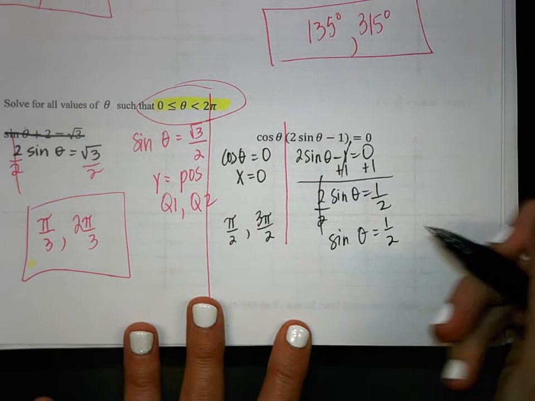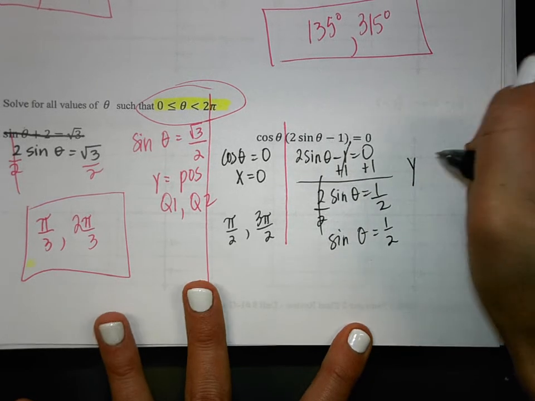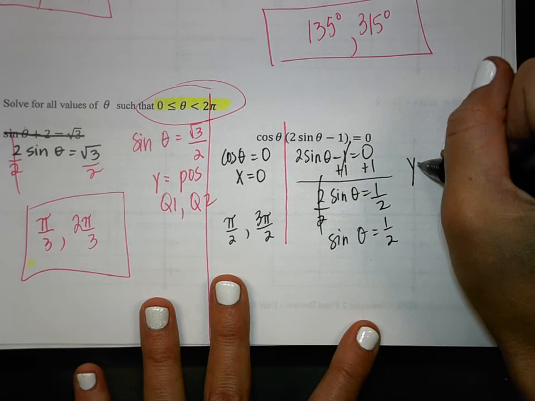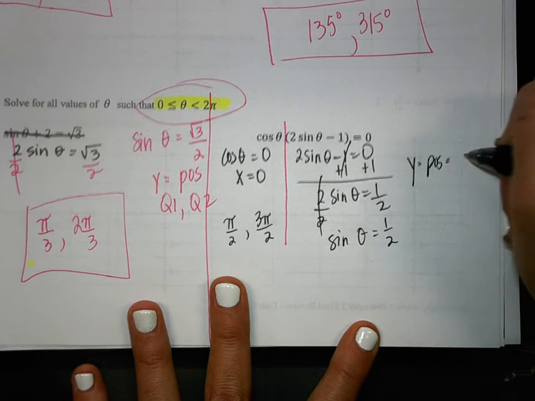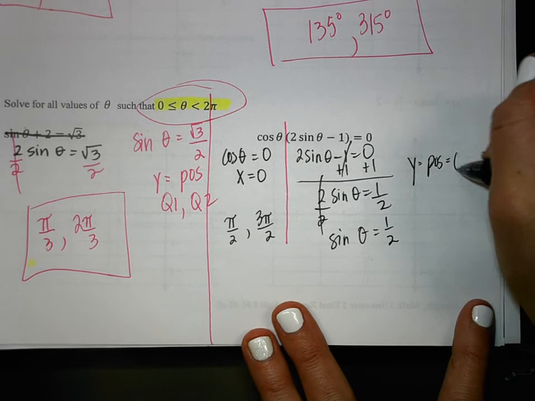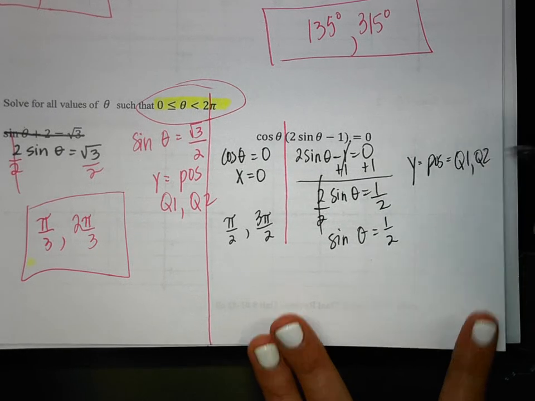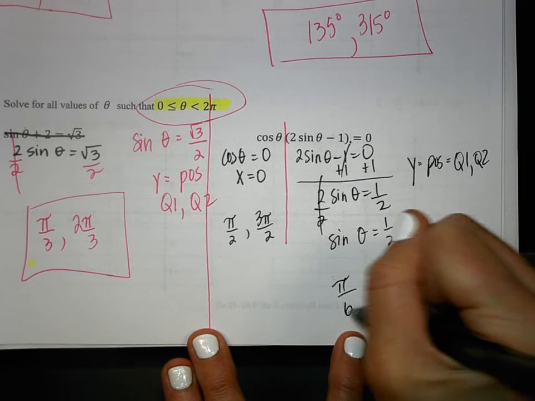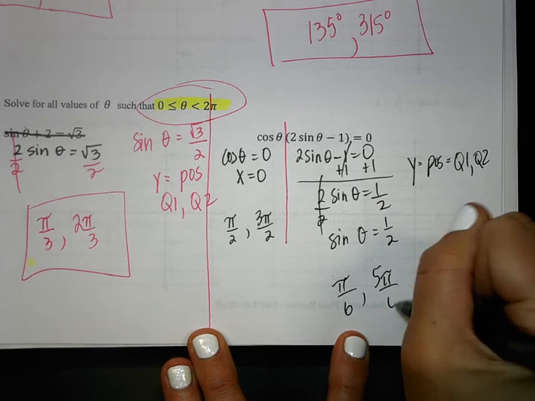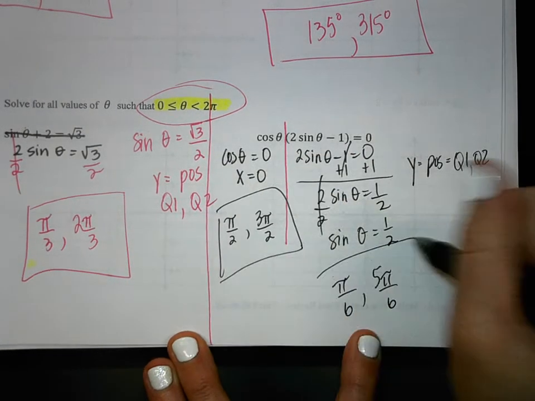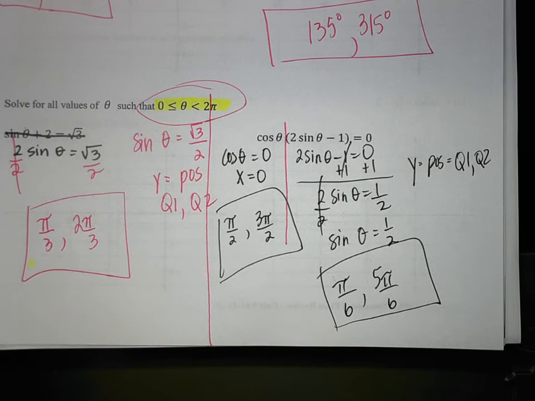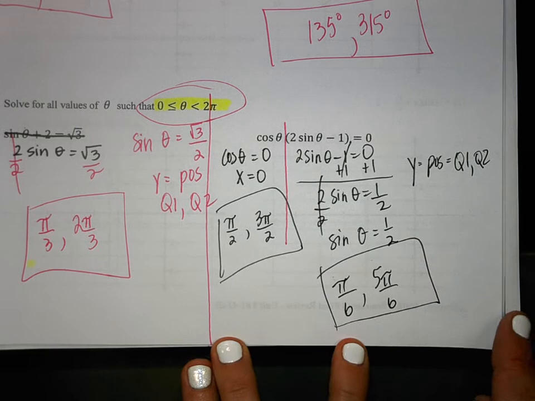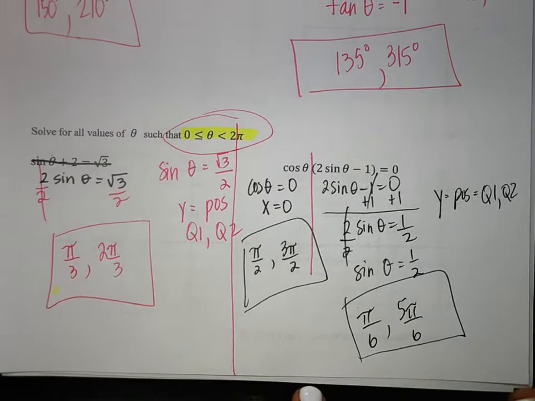Sine is dealing with y, and where is y positive? Quadrant 1 and quadrant 2, and pi over 6 and 5 pi over 6 are correct. And so all 4 of these are your answers. Any questions? Okay. We good? Okay, last page here.